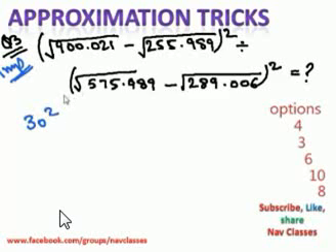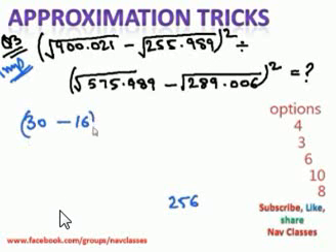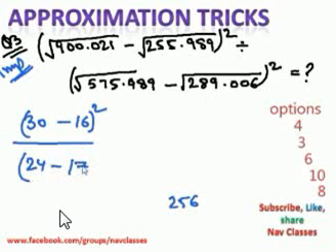So under root 900 is 30 square, as 30 square is 900. So we have this square 30 here. So minus 256. We know 256 comes in 16 square. So we got this, it is whole square, and then we are going to divide it by under root 576. Yes, 576 comes in 24 table, and under root 289 comes in 17 square. So we have this equation to be simplified.